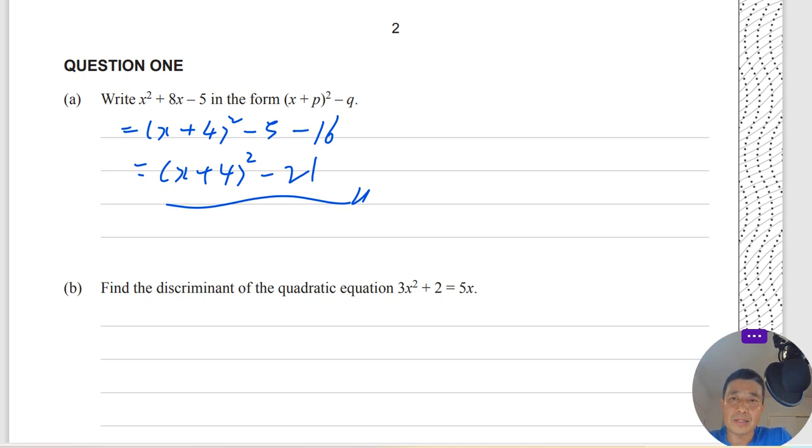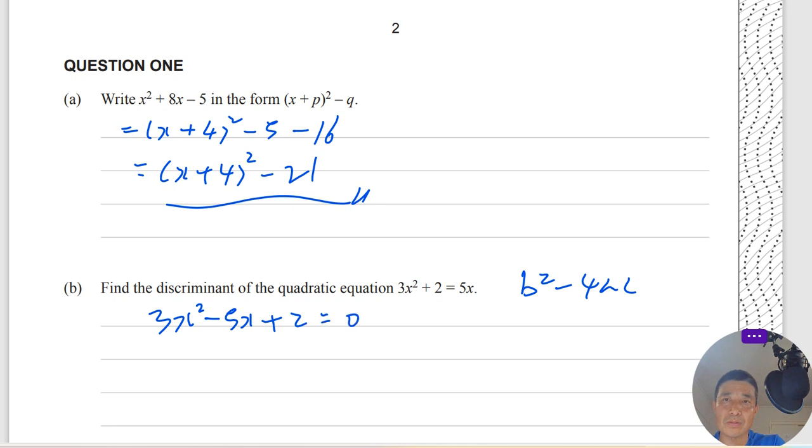Now, question B. Find the discriminant of the quadratic equation. The discriminant is b squared minus 4ac. So you have to rearrange it in the form ax squared plus bx plus c equals 0, and then spot a, b, and c. So you go 3x squared minus 5x plus 2 equals 0. So b squared means 25 minus 4 times 3 times 2, so 25 take away 24, which is 1.